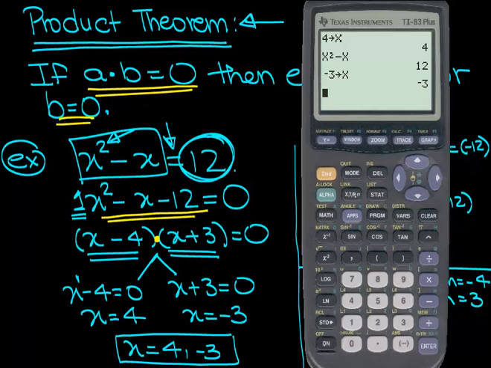So let's do the same thing. We get x squared minus x gives us 12. So both those answers work, so we got our solution. Since it's degree 2, we're usually looking for 2 solutions. Okay, so we got 2 solutions.